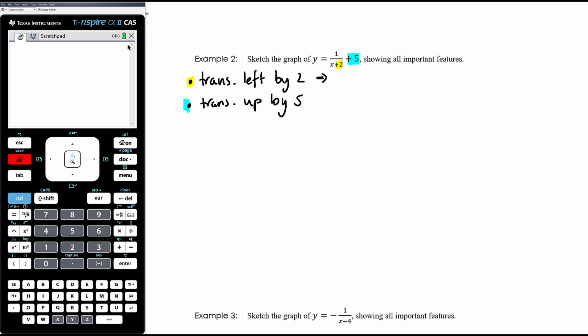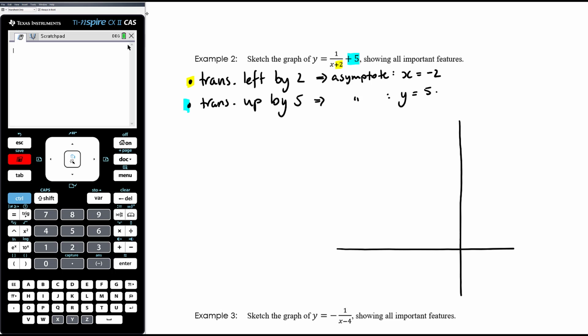So if we go to the left by 2, that means we have an asymptote. Instead of it being the vertical asymptote with equation x equals 0, it's now a vertical asymptote with equation x equals negative 2. And up by 5, instead of having a horizontal asymptote at y equals 0, we now have a horizontal asymptote at y equals 5. So we're going to start by drawing those in. They give us the structure in which to draw our graph, and then we can calculate any intercepts that we might need. So we're going to have negative 2 and 5. So straight dashed line labelled with its equation.